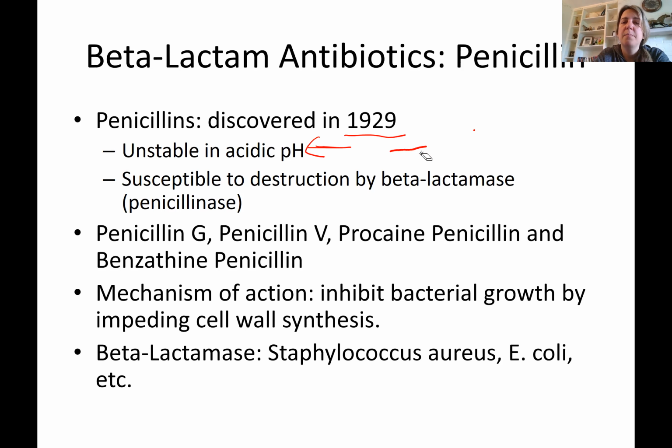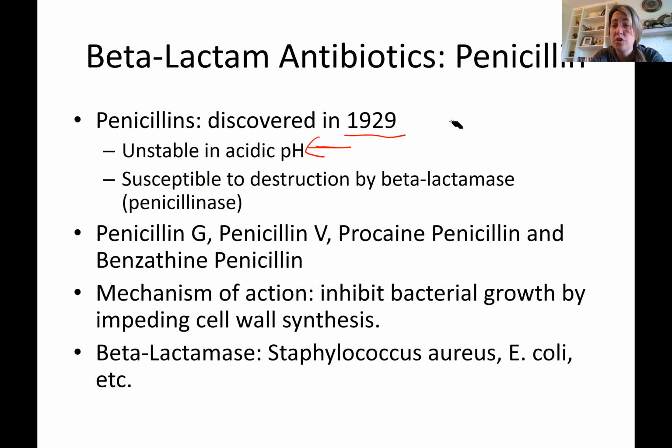It is unstable in acidic pH, which is important because pus is very acidic. So penicillin doesn't really work well where there is pus. If there's a lot of pus, you have to remove all that, even if it's gram-positive bacteria, and then the penicillin can be effective.